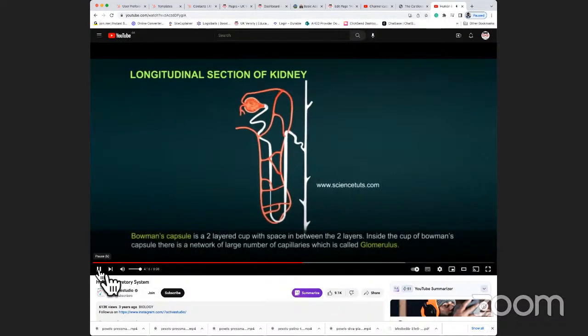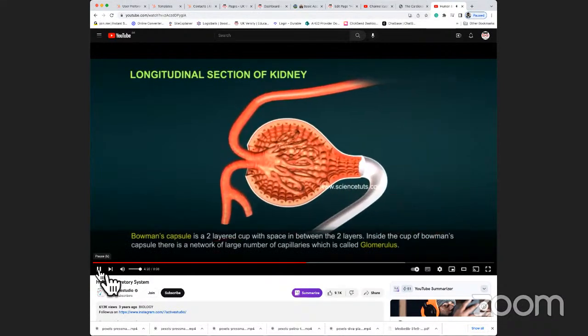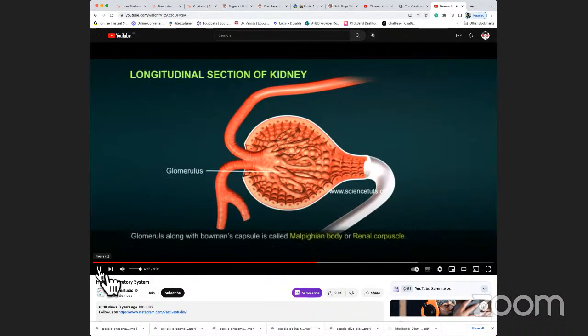Bowman's capsule is a 2-layered cup with space in between the 2 layers. Inside the cup of Bowman's capsule, there is a network of large number of capillaries, which is called glomerulus. Glomerulus, along with Bowman's capsule, is called Malpighian body or renal capsule.